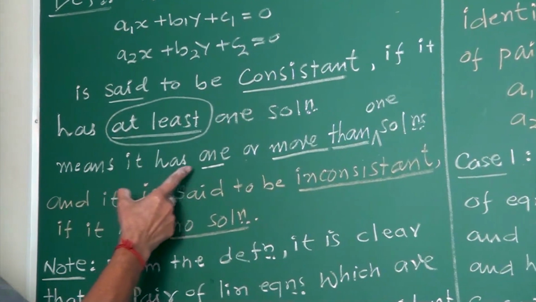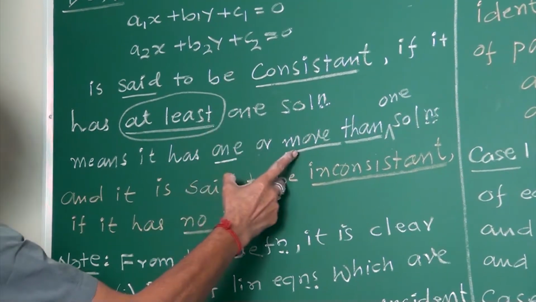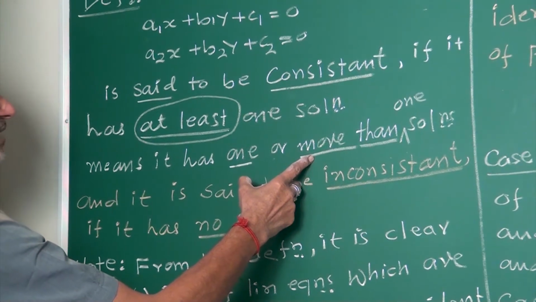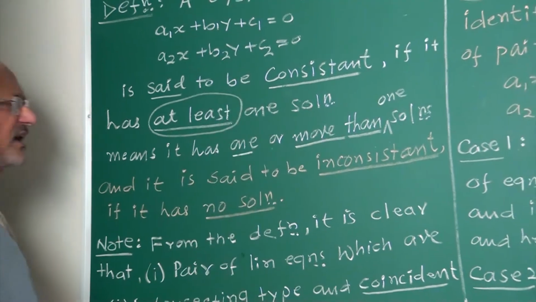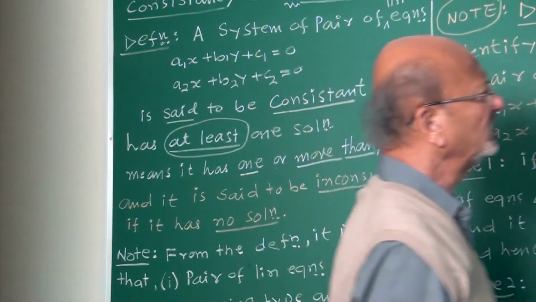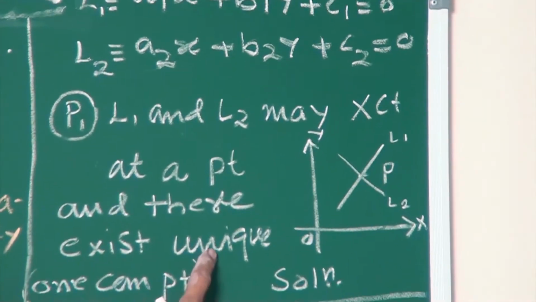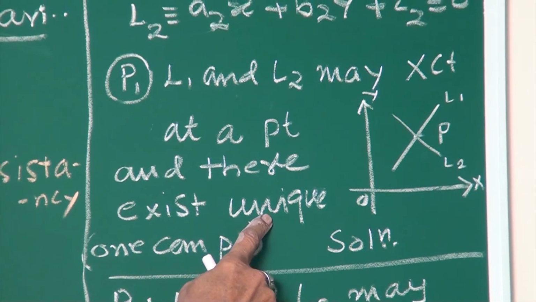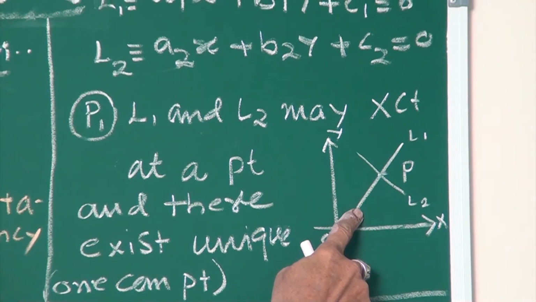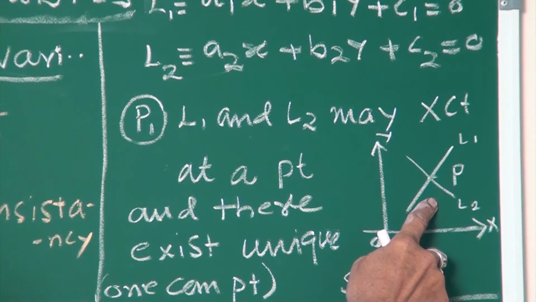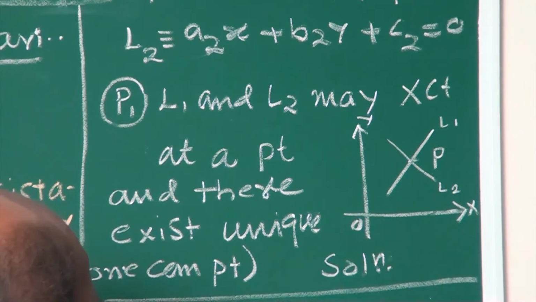If the system has one solution, it is consistent. Even if it has not only one but more than one, the system is said to be consistent. Now you can link this to the intersecting type. In the intersecting type, there is one unique solution. In this case, the system of equations which are intersecting type are consistent. My friends, this system is consistent.